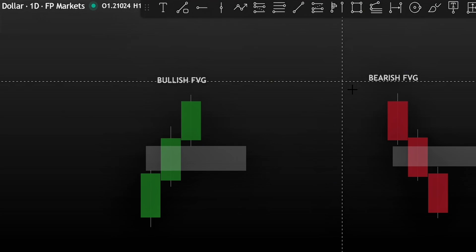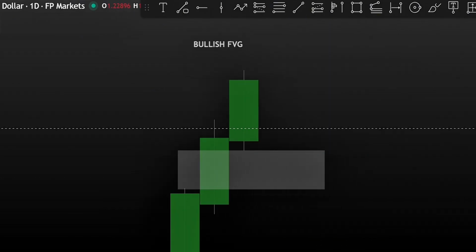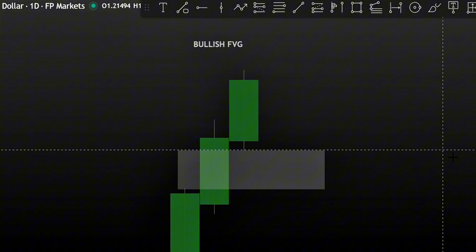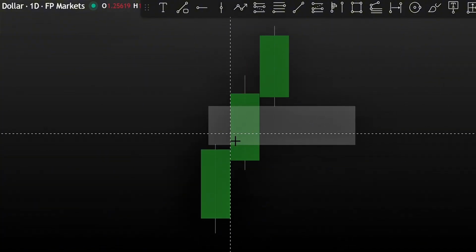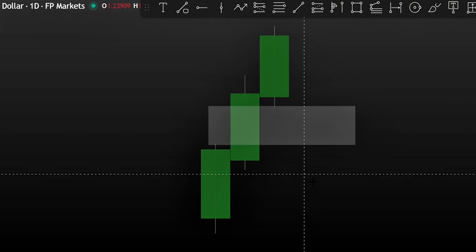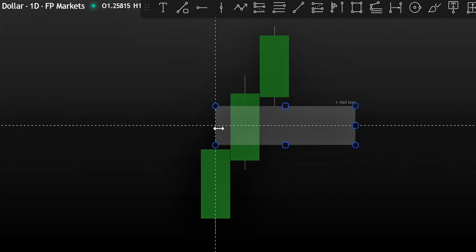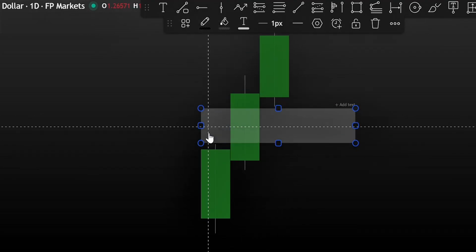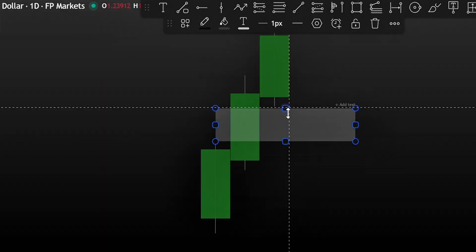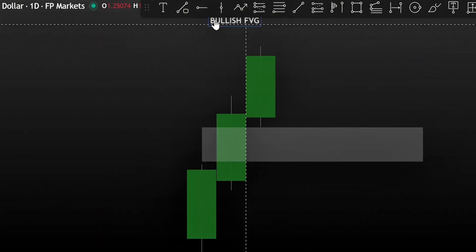As you can see here, we have a classic textbook example of a bullish fair value gap. It must be three candles. You can see the gap between the first and the third candle, and we call that whole area a fair value gap. As in this box, from the top of the first candle to the bottom of the third candle, we call this area a fair value gap. So this is a bullish fair value gap, and for bearish, it's the opposite.